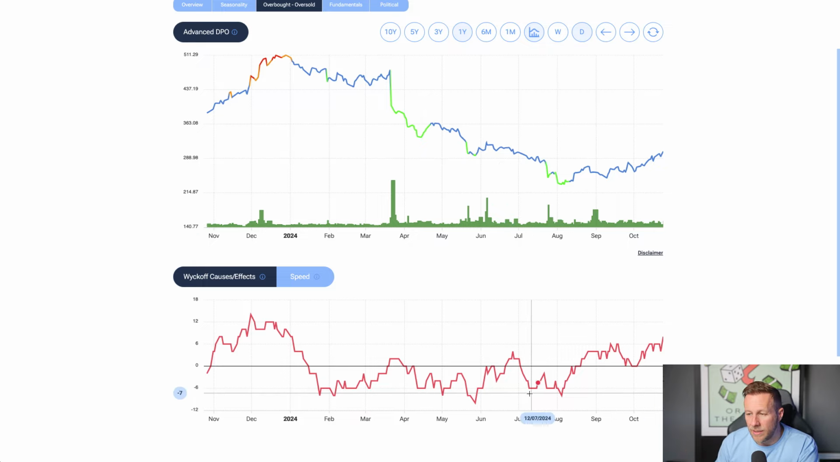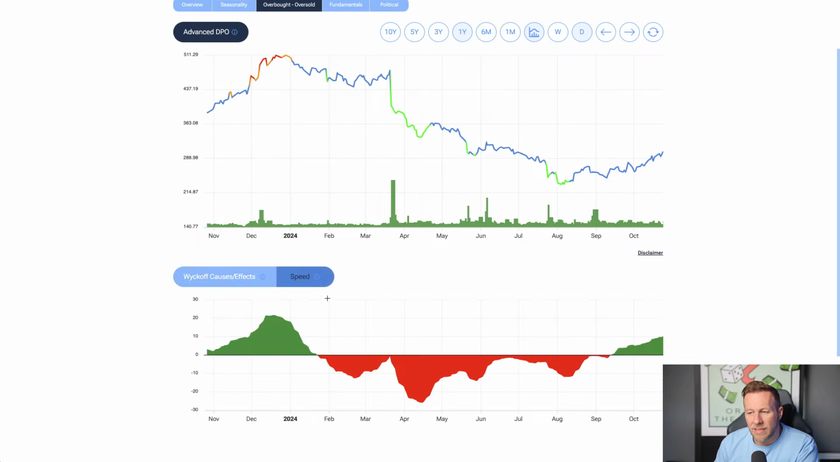And in this case, we can definitely say that the number of buyers is exceeding the number of sellers, and the speed is velocity. So imagine the speed of a car, the speed of transactions. It's a similar thing, but it's the velocity of the trades, of the transactions taking place.